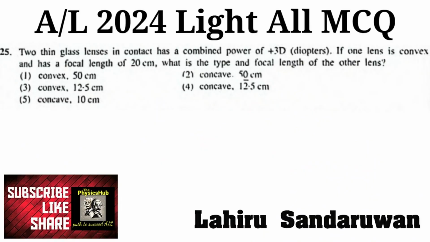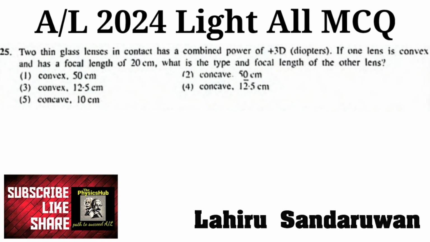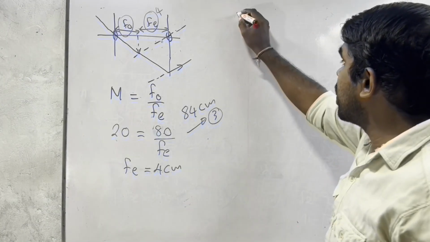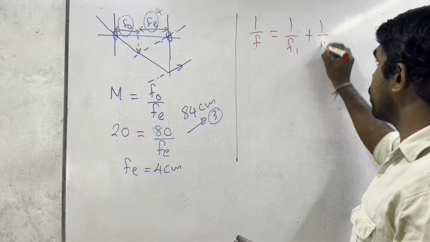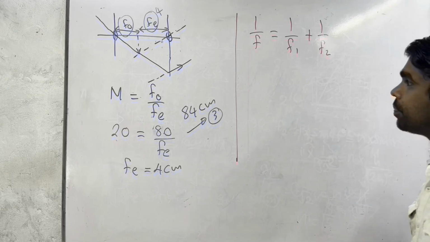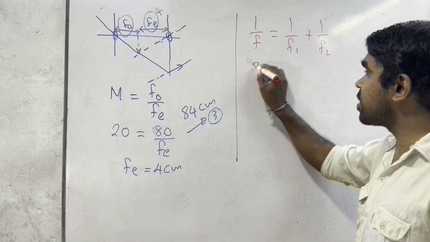The second question is the 25th question of the 2024 paper. Two thin glass lenses in contact have a combined power of plus 3 diopters. If one lens is convex and has focal length 20 centimeters, what is the type and focal length of the other lens? We can use the equation for the lens combination: 1 over F equals 1 over F1 plus 1 over F2. Sorry, 1 over F is the power of the lens combination. It is plus 3 diopters.